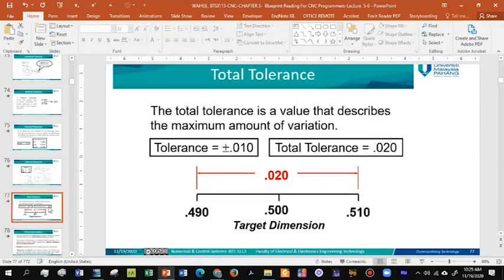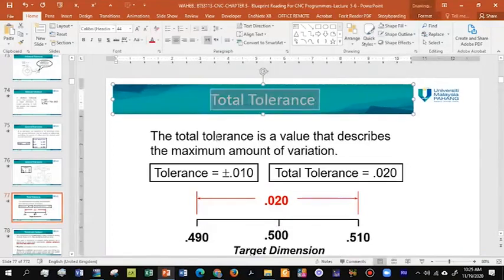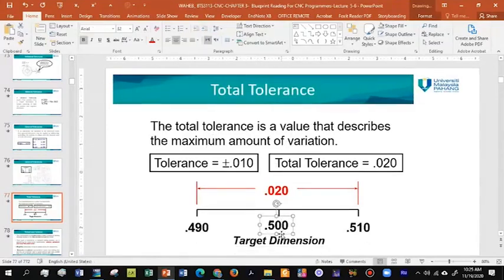Okay, is it clear till here for tolerance? This slide defines the total tolerance, and the total tolerance here is the value that describes the maximum amount of variation within the whole. It's like the whole range, so from the minimum value to the maximum value.